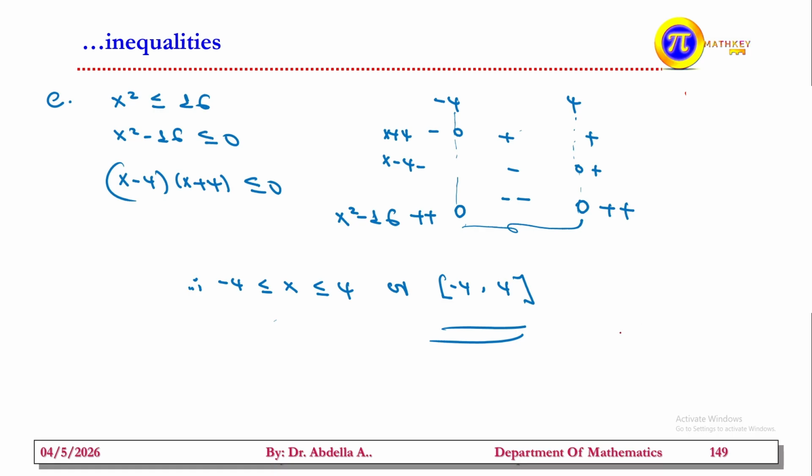make the problem in the form ax squared plus bx plus c greater than 0 or less than 0, or greater than or equal to 0 or less than or equal to 0, then apply a sign chart. This is a way of solving such problems. So this is all for today.